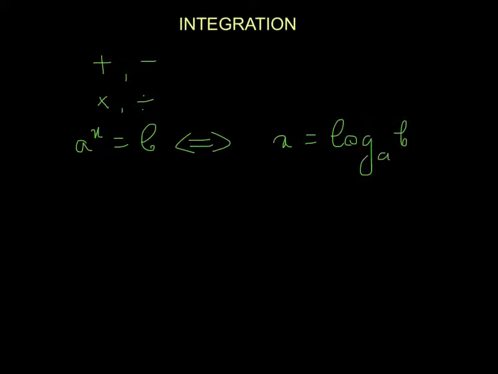And we can write this for a bigger than 0, a not 1, b bigger than 0. That's a domain where the exponential and logarithmic are equivalent to each other. So these are inverse operations. Now, the next question is, what's the inverse operation of differentiation?